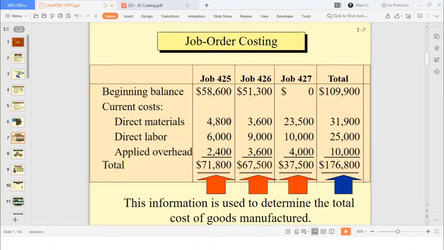Now, these are the current costs incurred for the period, to arrive at your total job cost. For job 427, this job was only started this period, because it has no beginning balance. So these current costs are what was incurred for the period. This information, the total that you get, is what you will use to determine your cost of goods manufactured.